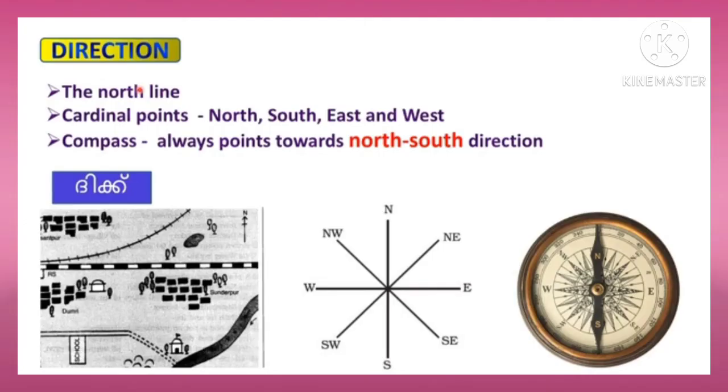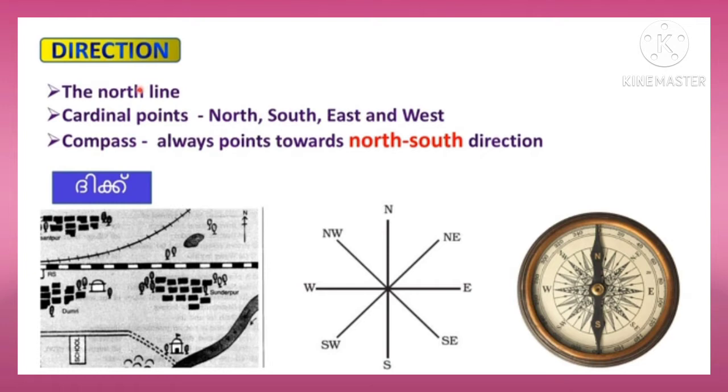Okay, direction. Most maps contain an arrow marked with the letter N at the upper right hand corner. This arrow shows the north direction. It is called the north line. When you know the north, you can find out other directions, for example, east, west, and south. There are four major directions: north, south, east, and west. They are called cardinal points.